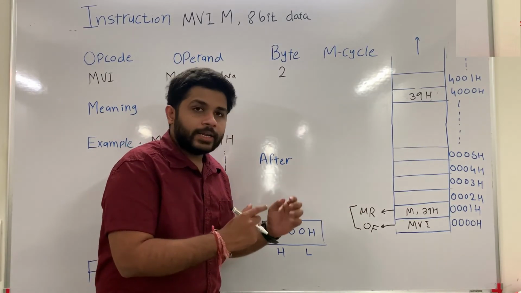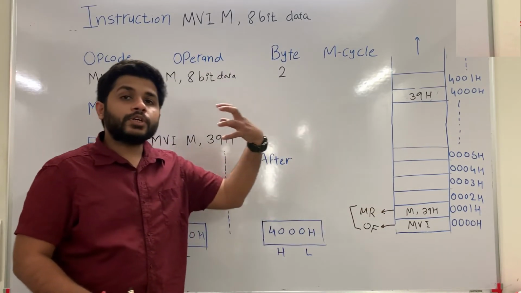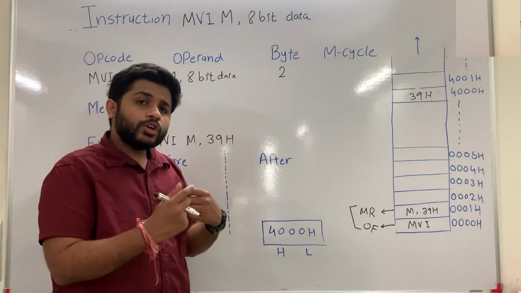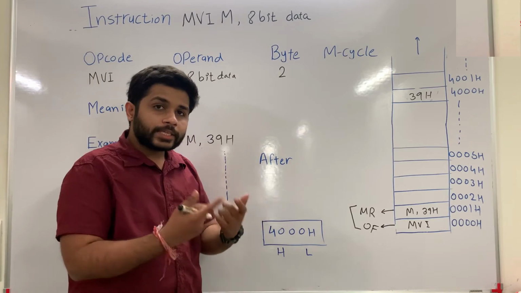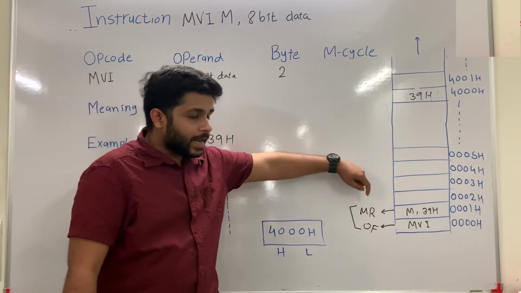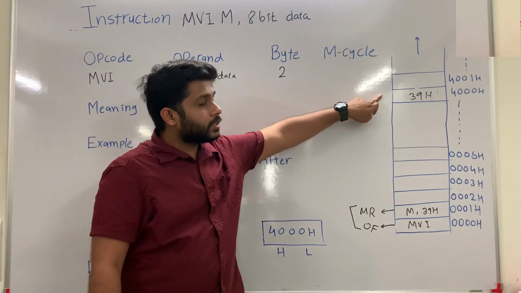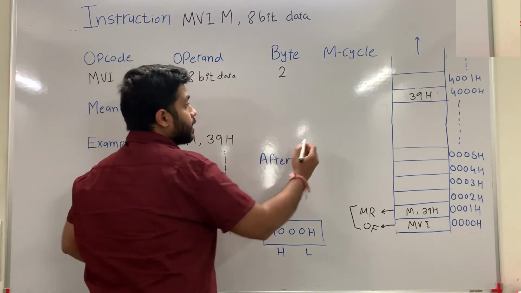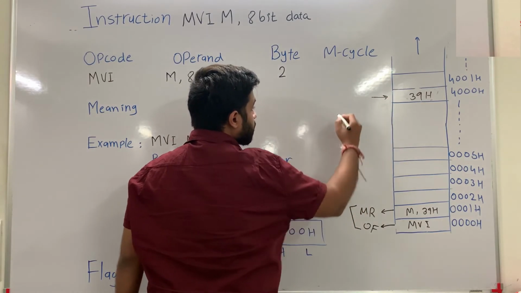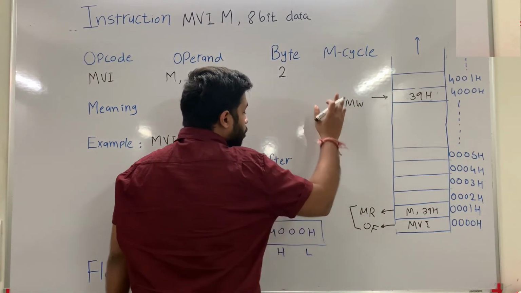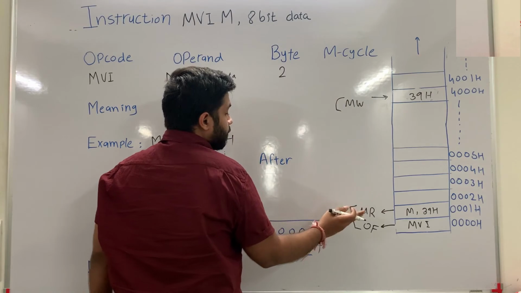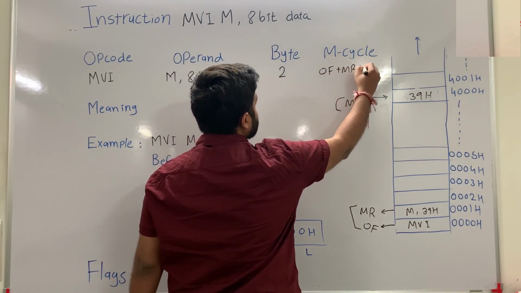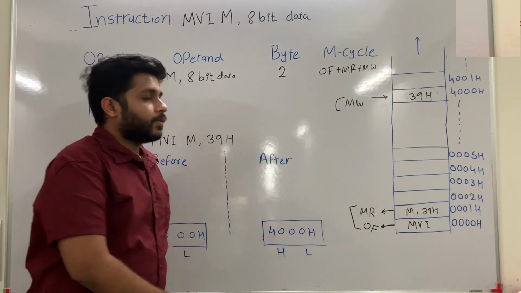Once opcode fetch and memory read are done, it means this instruction has been transferred to the microprocessor. The microprocessor will decode and execute. What operations are done in the execution? In the execution, the 39H is stored in the 4000H. It means while executing, the data is stored in the memory. So which machine cycle is required? Memory write. So how many machine cycles in total? Opcode fetch, memory read, and memory write. And this is it for this instruction.